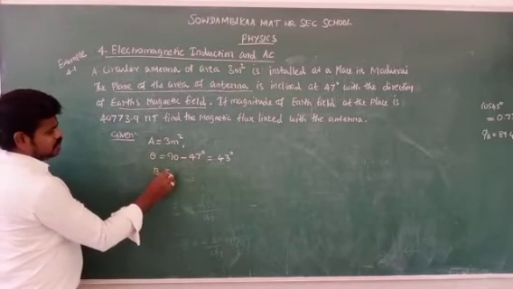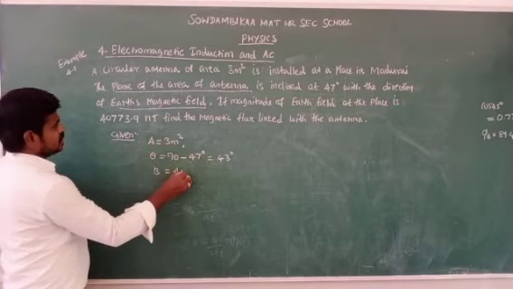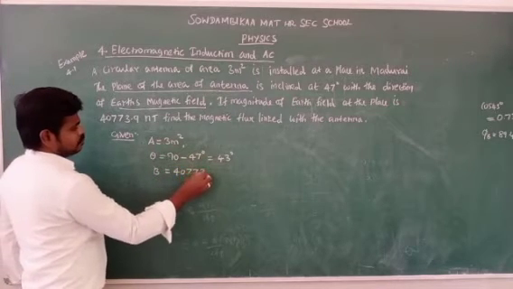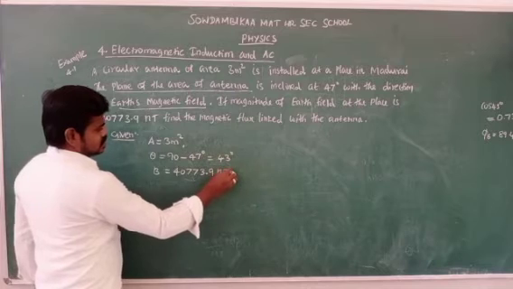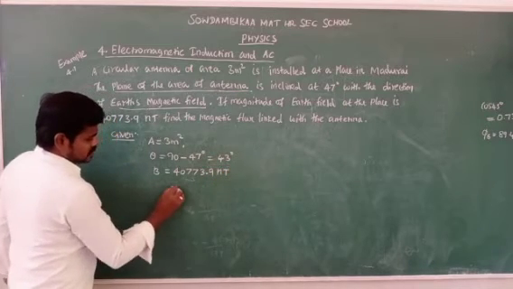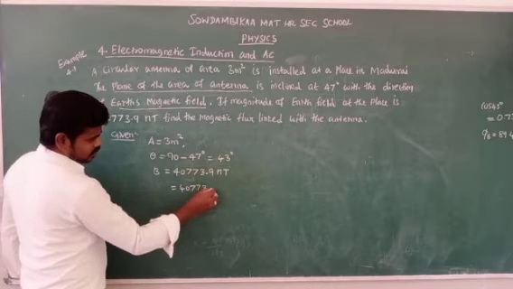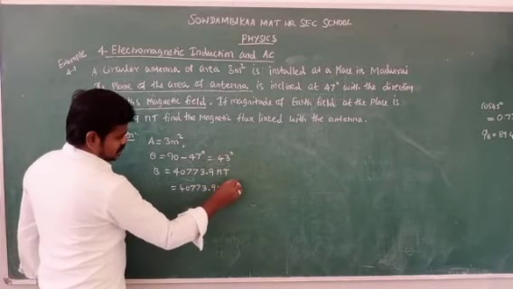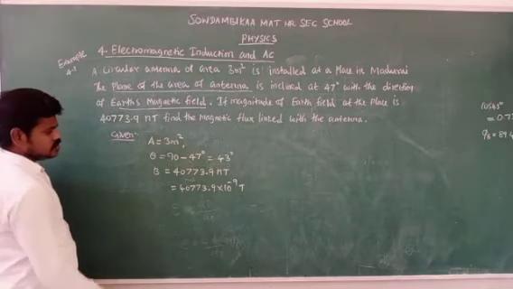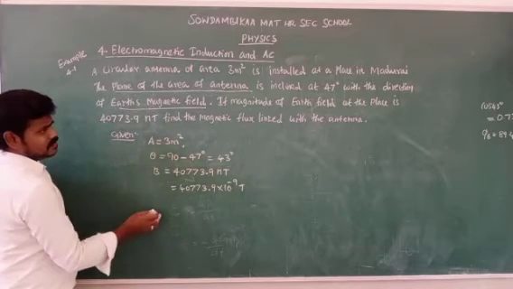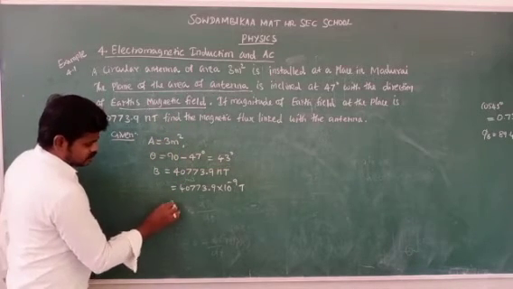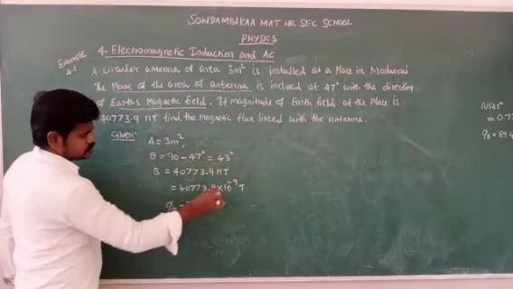The magnetic field B is equal to 40,773.9 nanotesla. Nano means 10^-9. So 40,773.9 into 10^-9 tesla. Okay. Find the magnetic flux linked with the antenna. Magnetic flux phi B is the question.